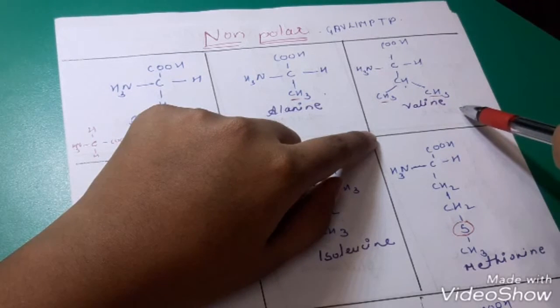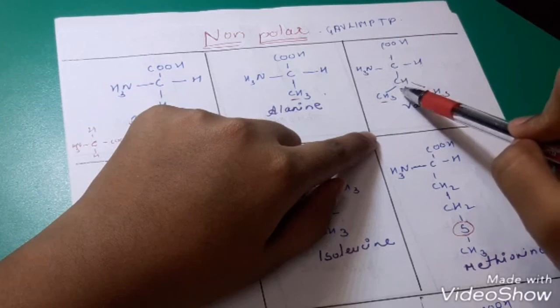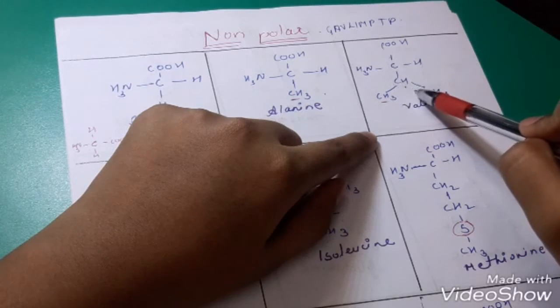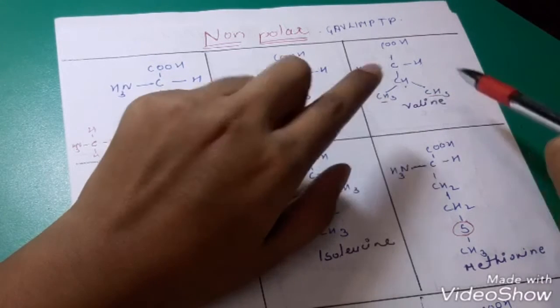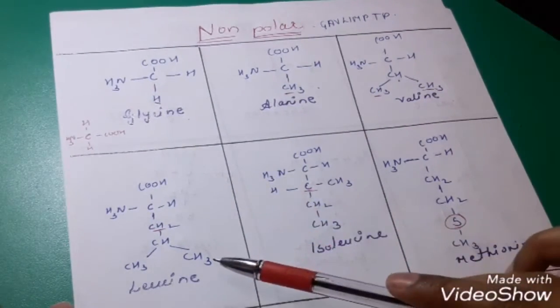Further, for valine, we have the same structure, but valine is a branched-chain amino acid. So it has CH, and it has 2 chains of methyl group. So this is valine. Next one is leucine.